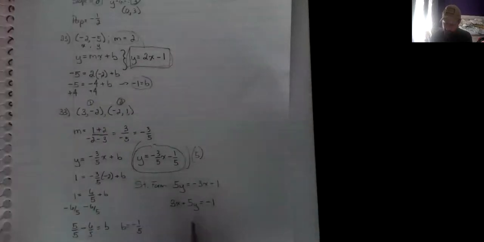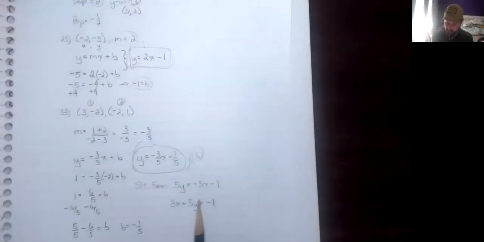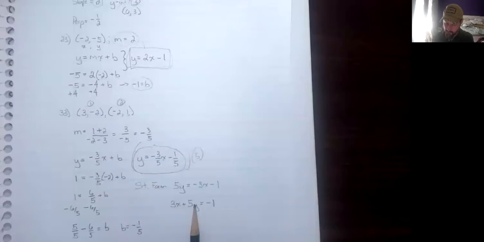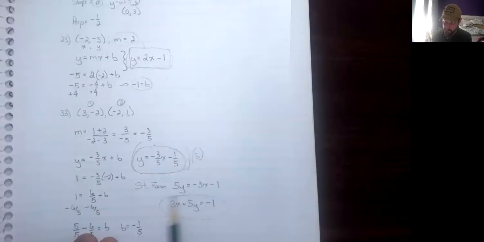All right, so standard form says, that's pretty tough to see. I should turn that on before. Standard form says, hey, you got to get the x over here and the y and write them in order and just have whole numbers. So I did that. That's standard form. There's what they're looking for. 3x plus 5y equals negative 1, and I won't ask you for standard form on the test.